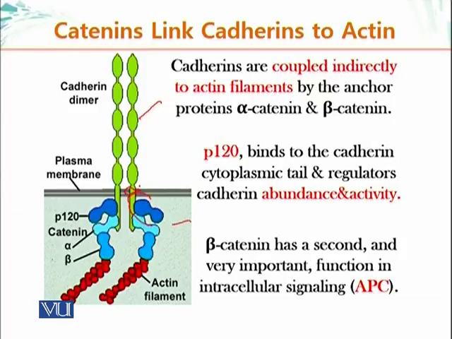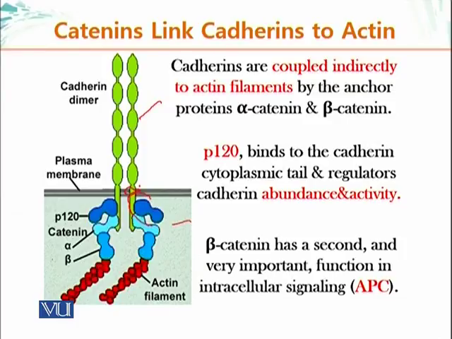So these cadherin molecules associate with three different, important proteins. One is P120, which basically binds to cadherin's cytoplasmic domain, and it is thought that it regulates the abundance and the activity of the cadherin molecule. So it will allow the cadherin molecules to bind their counterparts more effectively if P120 is attached to the cytoplasmic domain of this cadherin molecule in an active form.